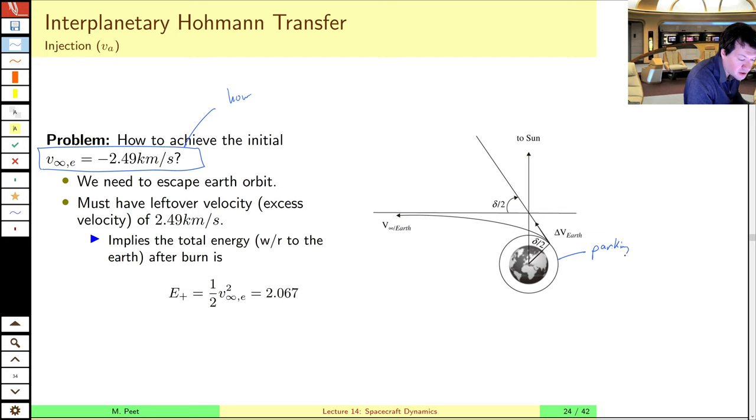Parking orbit. Right, there's a parking orbit. Here's the edge of the sphere of influence of Earth. And what velocity do we need here so that when we get here, our velocity will be 2.5 kilometers per second? This is called excess velocity. And how do we do that? Well, energy calculations. In fact, this is lecture two.